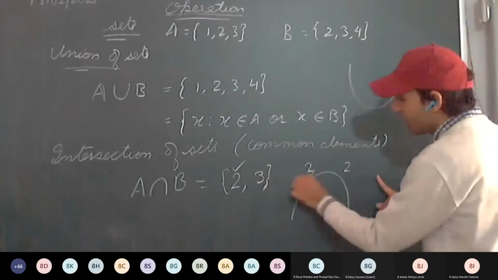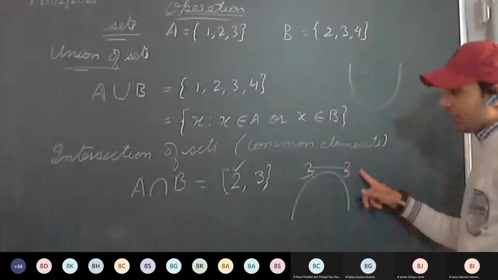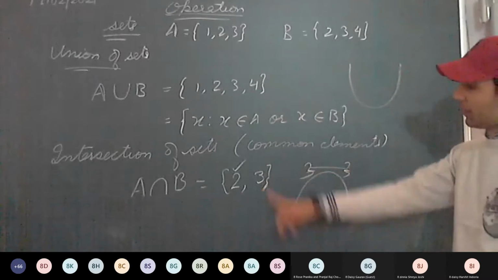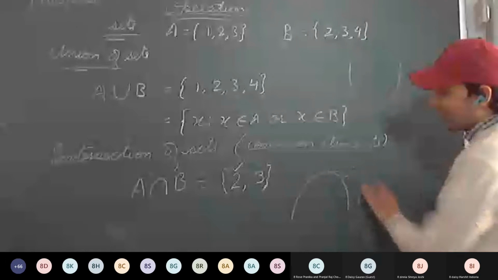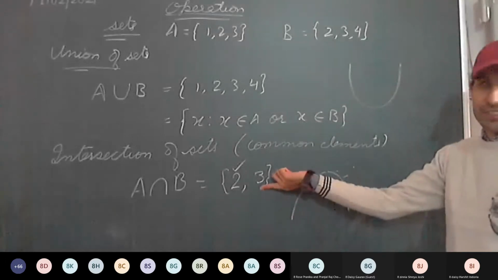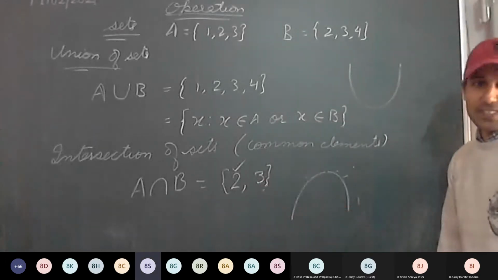Now we put 3 this side, 3 this side, they hold hands. Now 3 will be in the cup. Now put 4 this side, it will fall. So only 2 elements, 2 and 3. Okay, now you can remember.